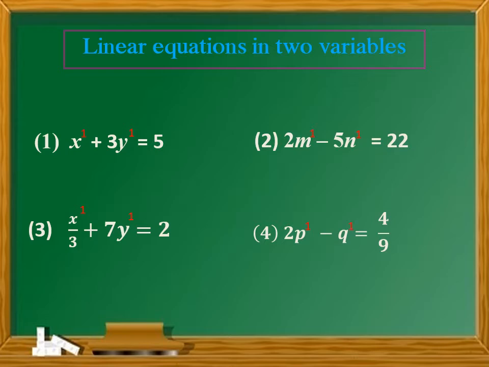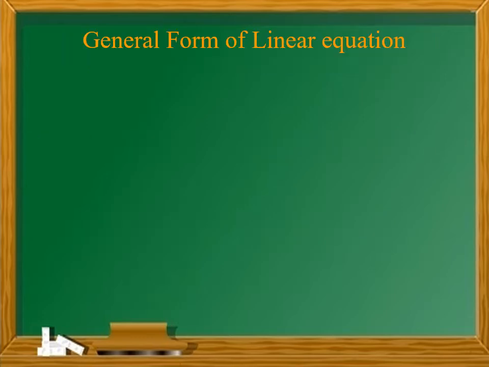In all above equations, we can see here that there are two variables and the indices of these two variables is 1. Therefore, these are called linear equations in two variables. So, have you understood about linear equations in two variables? We have learned about the definition of linear equation in two variables.